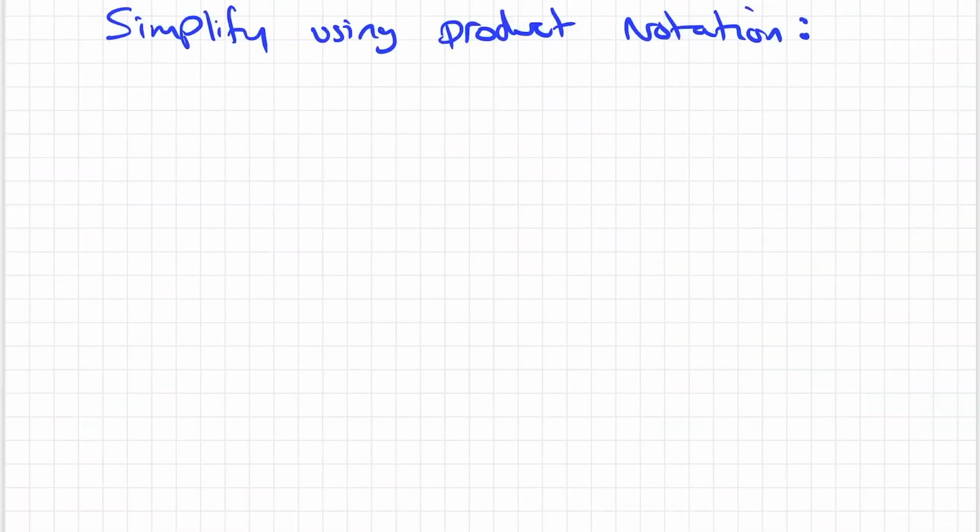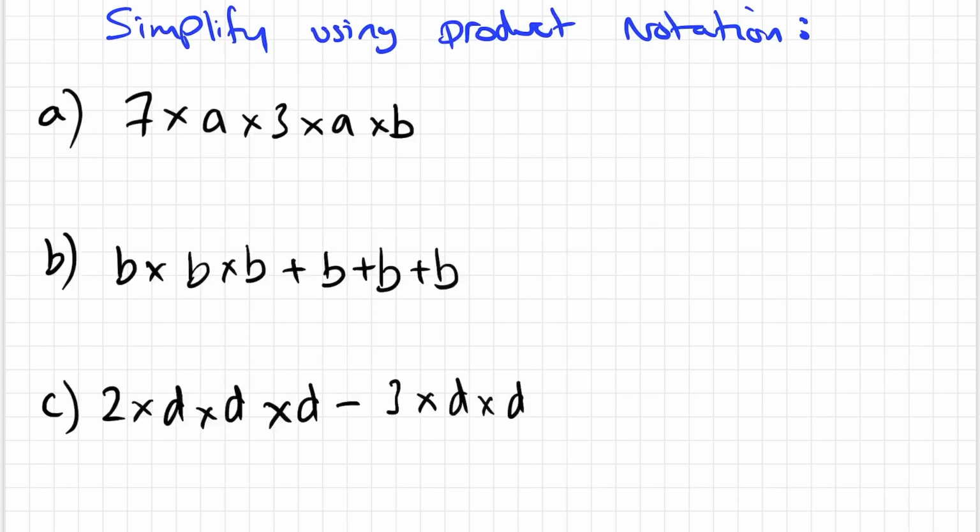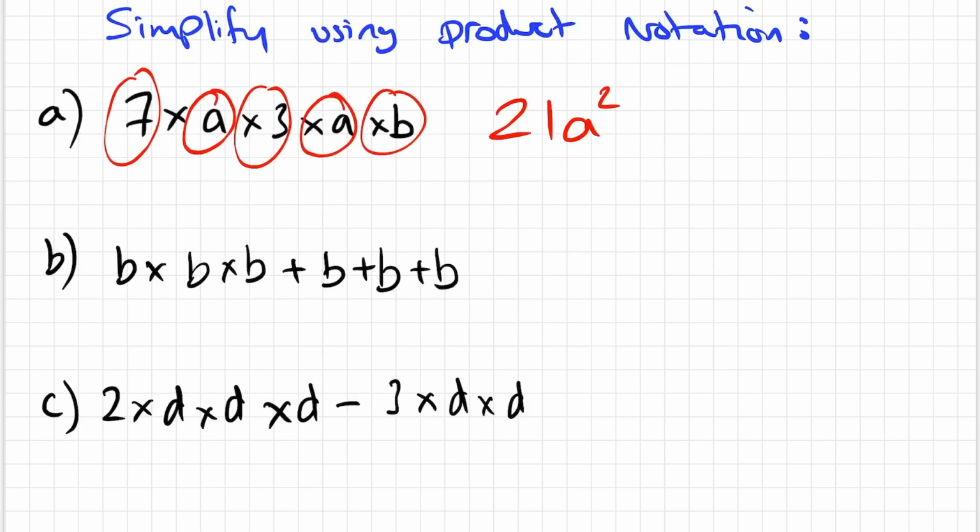Feel free at this point to perhaps write this question down and then do the questions as I put them up. Let's look at part A. We've got 7 times a times 3 times a times b. Because I'm going to have to write the numeral at the front, I might as well multiply 7 times 3. So 7 times 3 gives me 21. a times a is a squared, and then times b would be just b. So we equal 21a squared b.